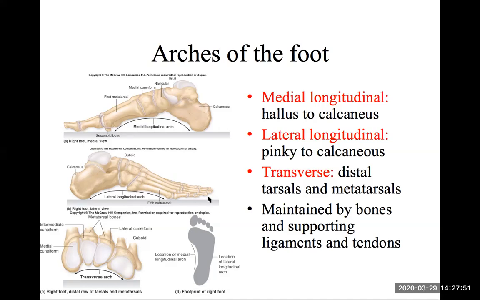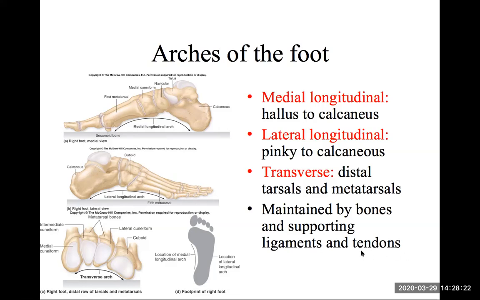So the important thing about these three arches is they help the body to absorb the shock of your body weight pushing down as you walk. So every step you take, your body weight is transferred down to your foot. And so these are kind of like shock absorbers. And these arches are maintained by the shape of the bones, but also by the ligaments. Remember, those run bone to bone. And then the tendons that connect the muscle to the bone.